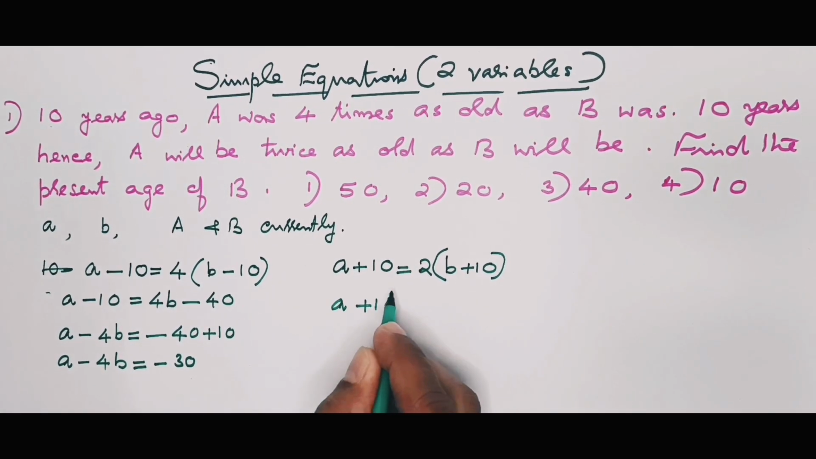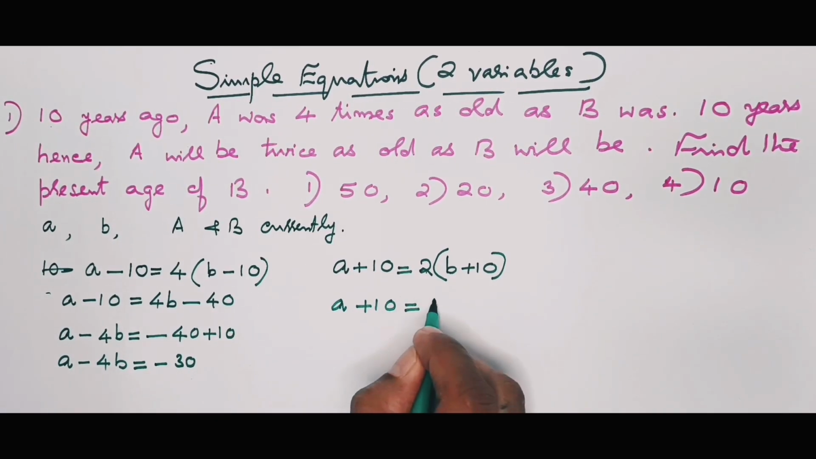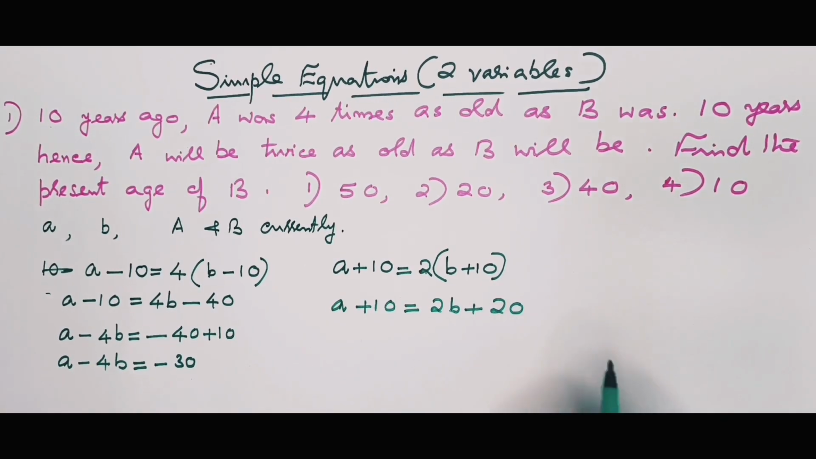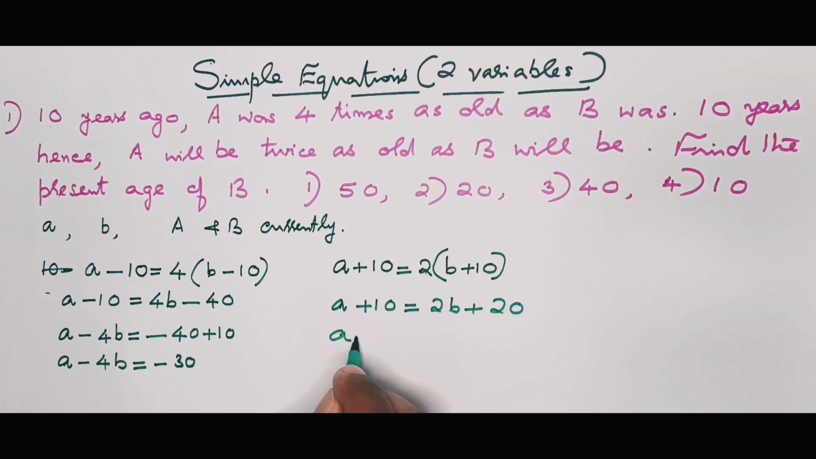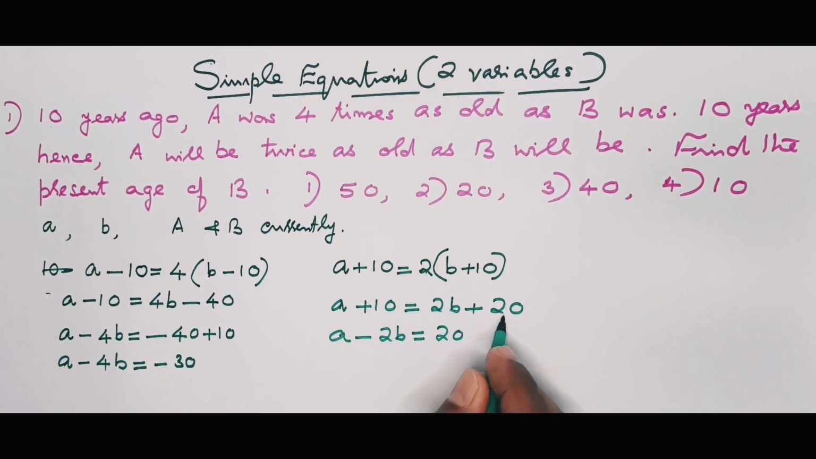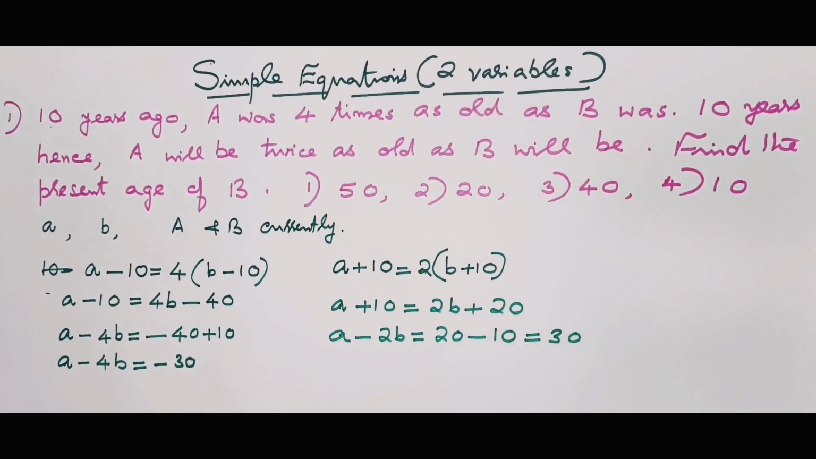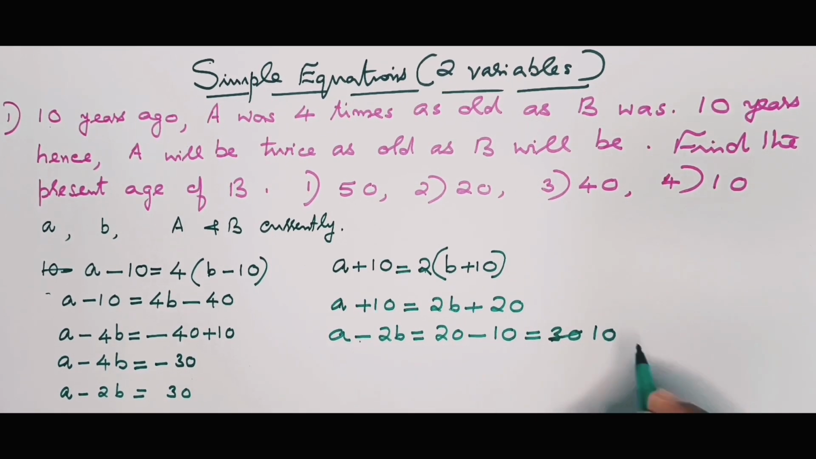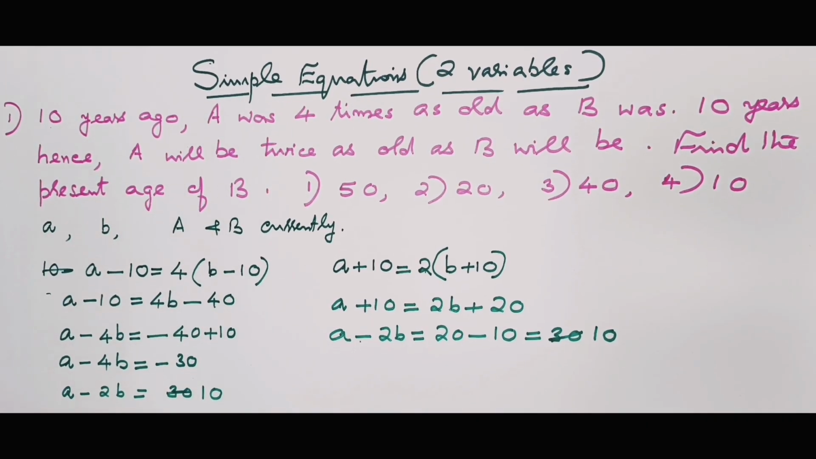On the left, you have A plus 10, 2 multiplied by B, that is 2B. Then 2 multiplied by 10, which is 20. Again, 2B taken to the left side, it becomes minus 2B. Then there is 20 here, 10 taken to the right side, you have 20 minus 10. So A minus 2B equals 30. Let's write this equation, A minus 2B equals 30. Sorry, I made a mistake here. This is not 30, 20 minus 10 is 10. So this will be 10.